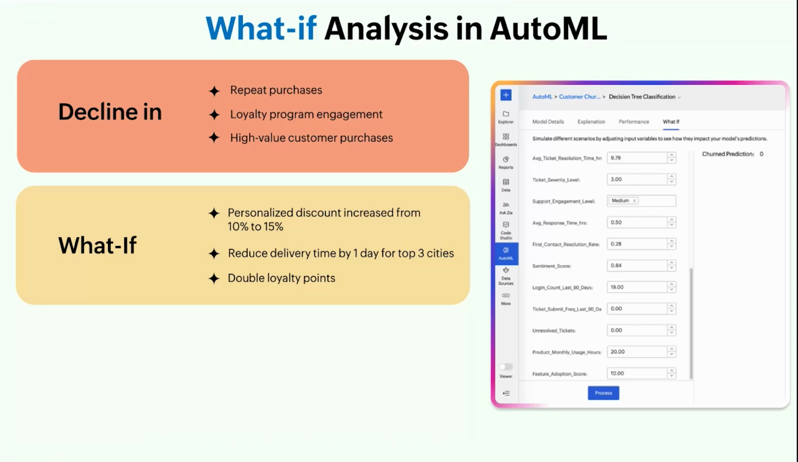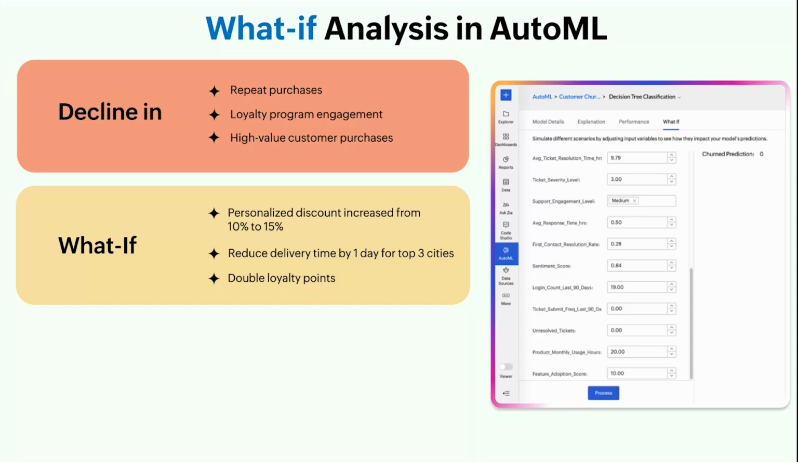Let's say if the personal discount for the key customers is increased from 10 to 15%, am I able to keep my customer churn at zero? Or if I reduce the delivery time from 3 days to 1 day, can I keep my customers happy? Or doubling the loyalty program? What is going to help me? So I can simulate the scenario. On the screenshot, you can see there are certain key values to which numbers are assigned. Based on the value changes, I can see what's going to be my churn prediction, which you can see on the very right-hand side.